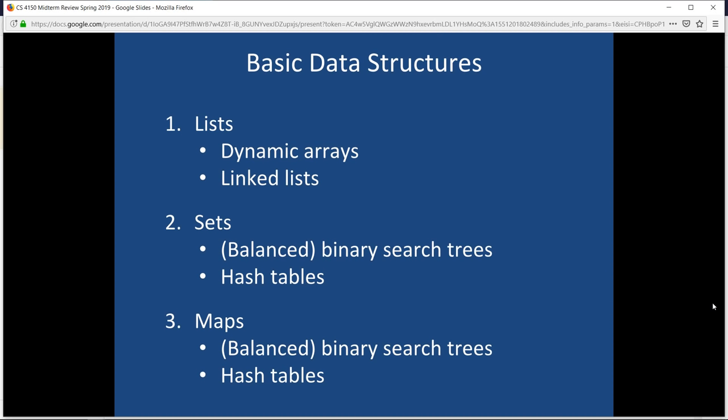Modulo the fact that to use a hash table, you've got to have a good hash function. But to use a binary search tree, you've got to have a good comparison function. I can imagine pathological cases where maybe it would be hard to come up with a good hash function.